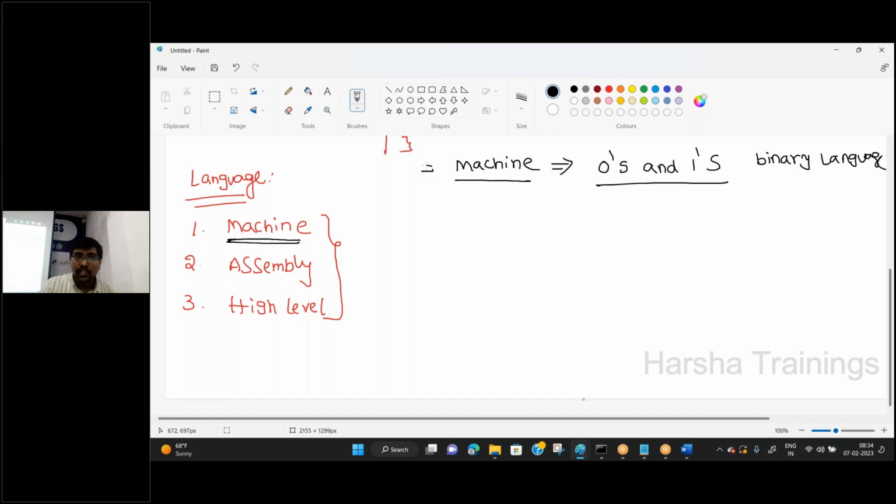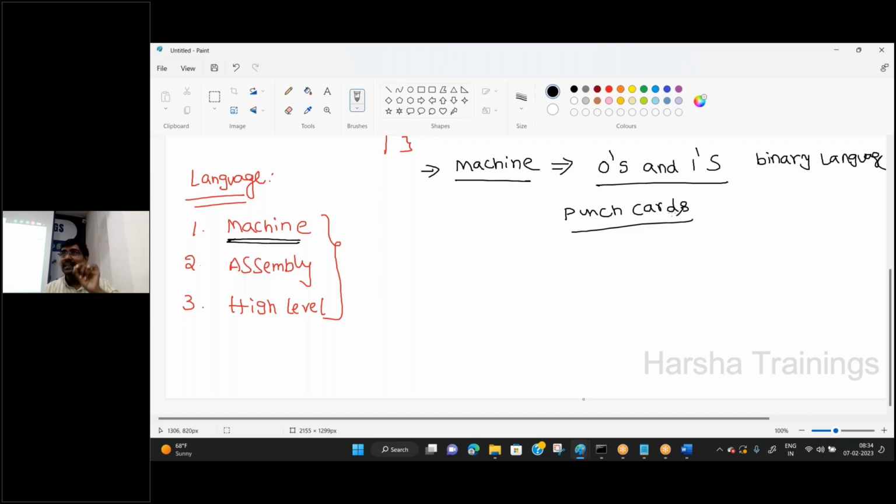By using machine language, they used the concept of punch cards. You know the punch cards. If they punch, the value is considered as 1. If they don't punch, the value is considered as 0. Based on the punch cards, we write the program. Here we understand what is the advantage and what is the disadvantage.